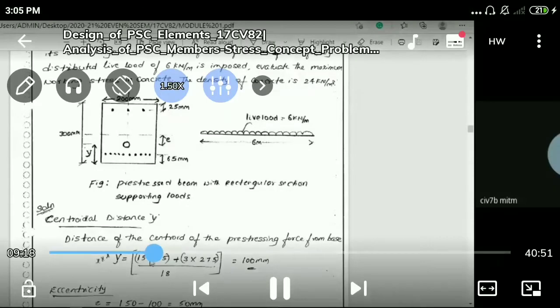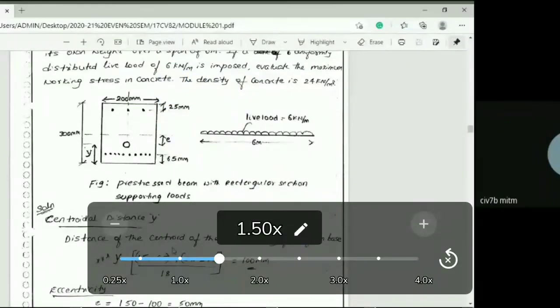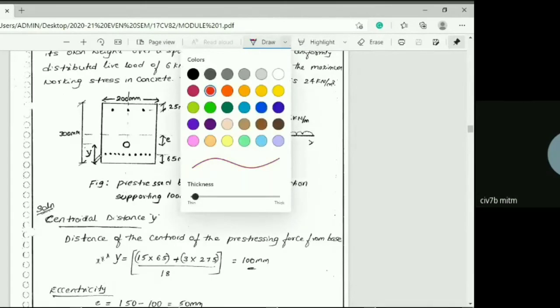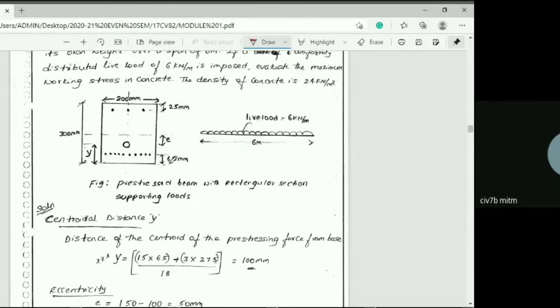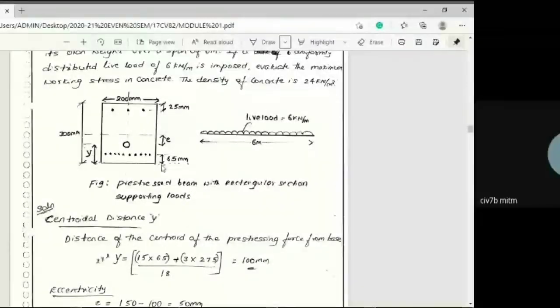Let me consider the bottom section: 15 wires multiplied by the corresponding centroidal distance, 65 mm, measured from the base. Whenever we calculate the centroidal axis, please always write the reference axis first. So let me draw this reference axis. From this reference axis, I'm going to calculate the centroidal distance of each wire. The number of wires is 15, and I need to measure from the base.